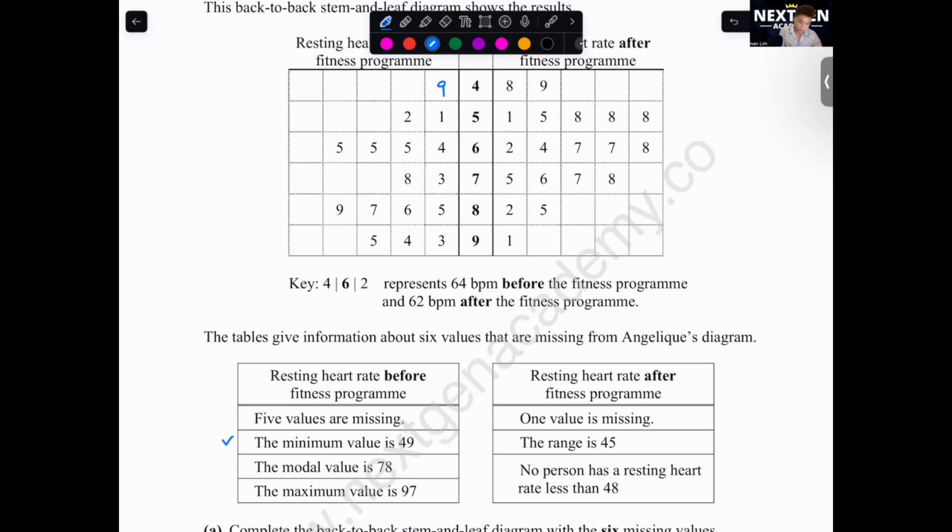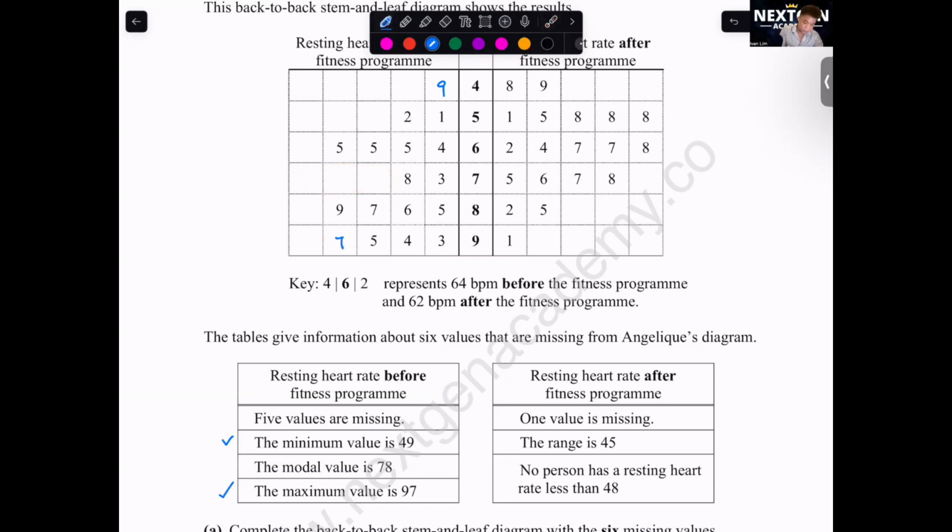The modal value is 78. Modal means your mode, the one that appears the most. So right now, 78. How many do we have? We only got one. So it can possibly be 2, can be 3, can be 4 also. We don't know how many it is. So let's just assume there are some values missing over here. The maximum value is 97. There's no 97 here. So let's just put a 97.